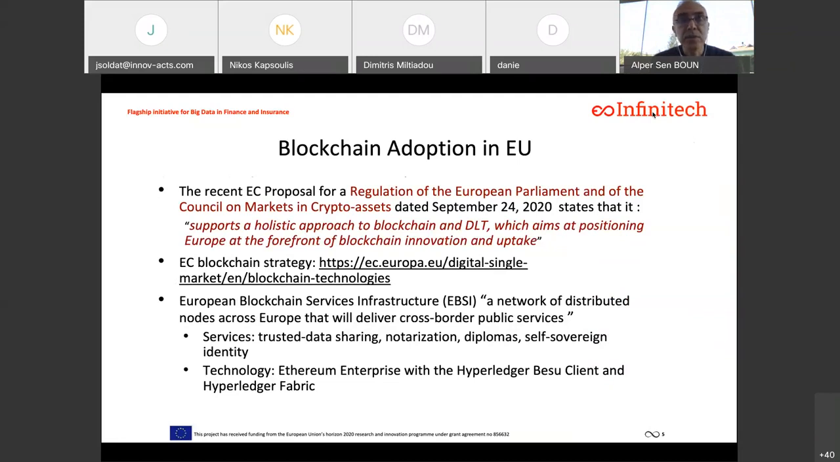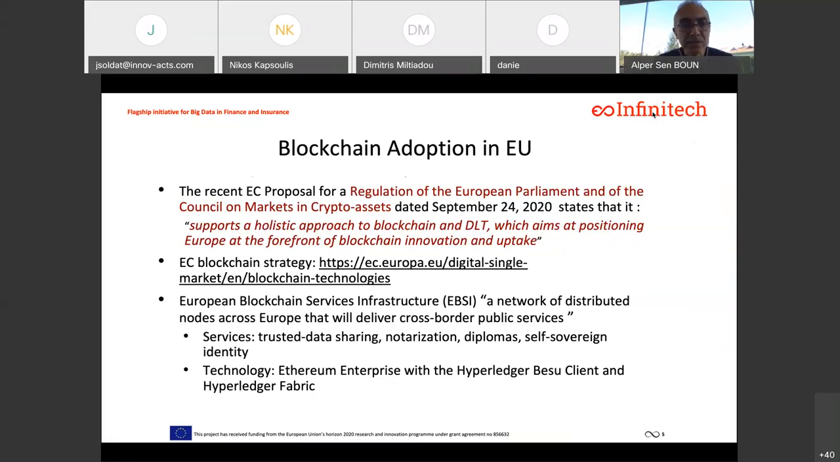And there's the European Commission blockchain strategy, which is available at the website that I put over there. In there, you're also going to see the European Blockchain Services Infrastructure mentioned, which is a network of distributed nodes across Europe that will deliver cross-border public services. Some of these services we talked about in the workshop, but the other services mentioned in the EBSI are trusted data sharing, notarization capabilities, diplomas from schools, universities, etc., self-sovereign identity, and many other services like that.